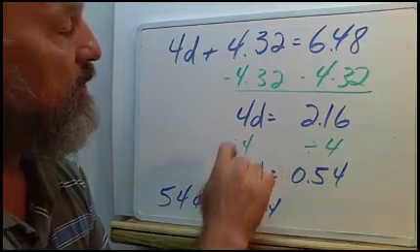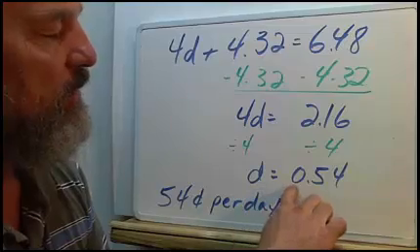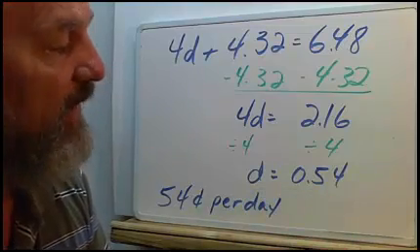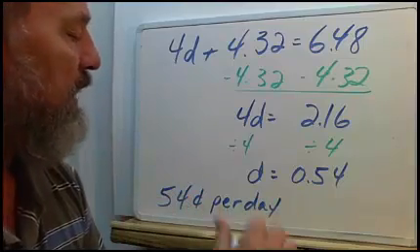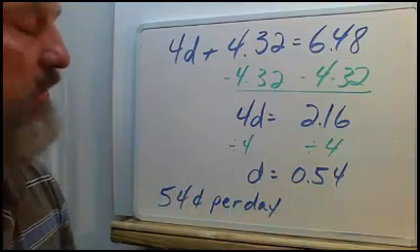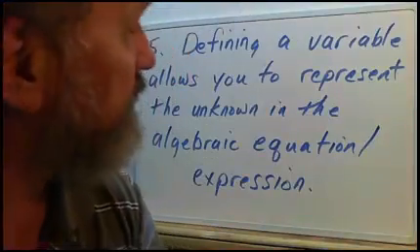We need to undo the multiplication of 4 by dividing by 4, and we end up with d equals 0.54, which we recognize as money, so we're going to say that we have a late fee of 54 cents per day. And lastly, our essential question.